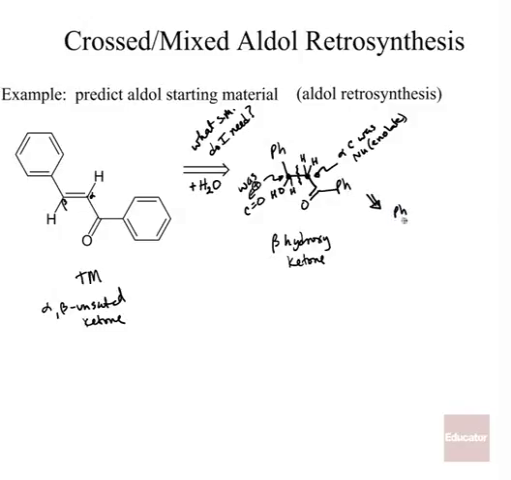We end up with just a phenyl and a 1-carbon aldehyde. Looks like benzaldehyde again is involved in this. That would be our electrophile. And what would our nucleophile be? It would be a phenyl group with a carbonyl and then a CH3.